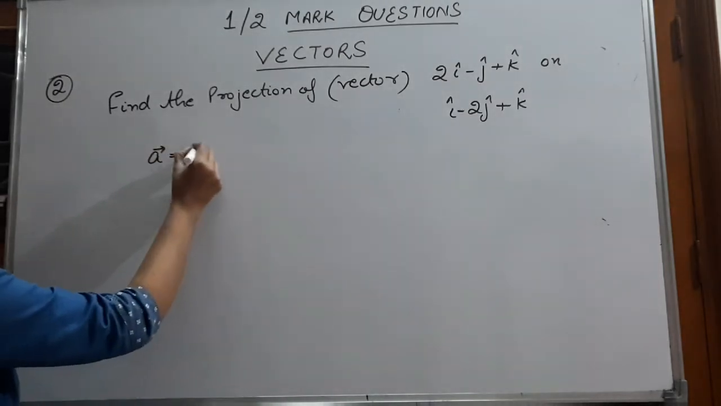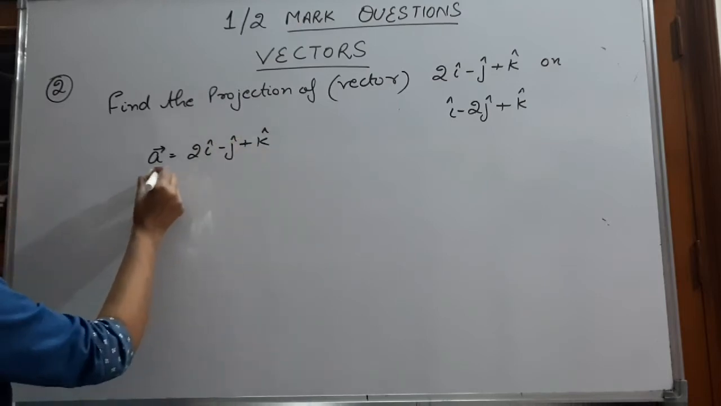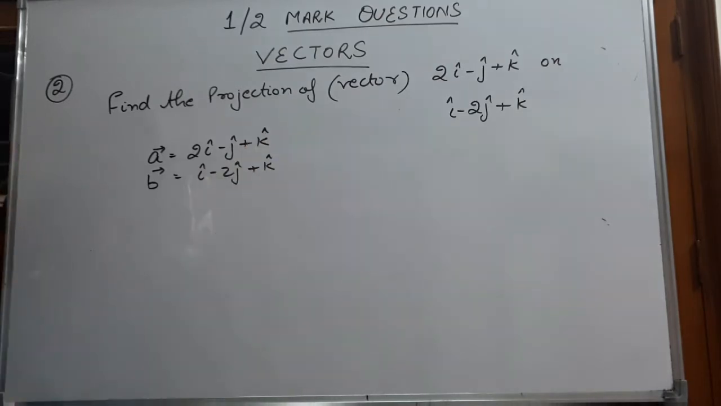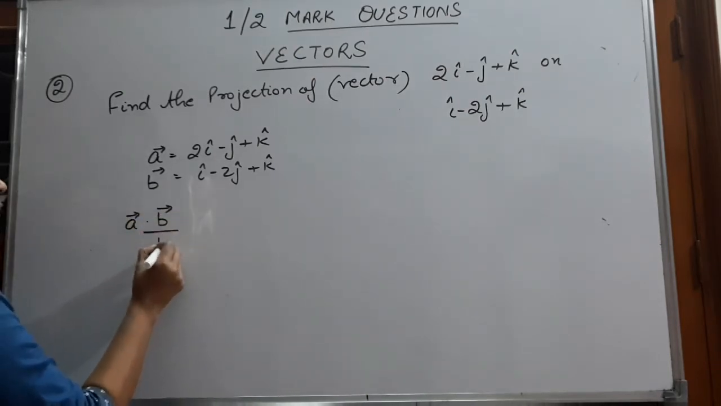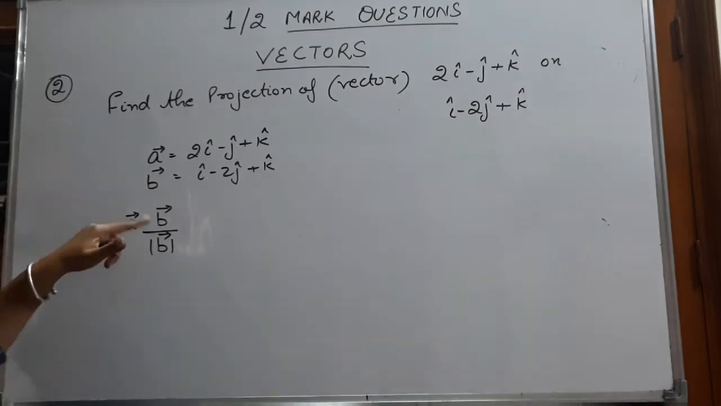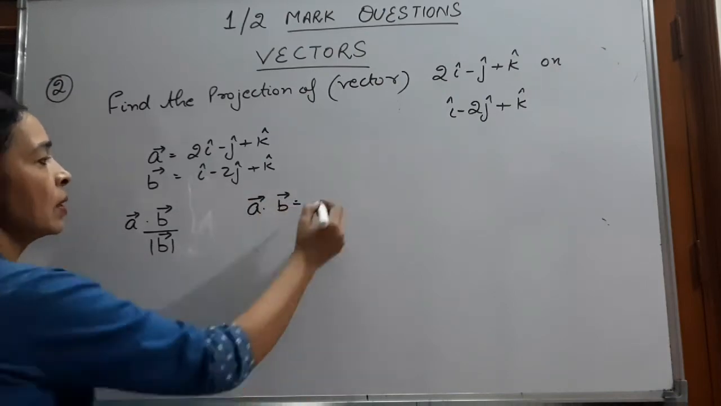Let vector A be 2i minus j plus k and vector B be i minus 2j plus k. We have to find the projection of vector A on vector B. What is the formula? Vector A dot vector B upon magnitude of B. This is the projection of A on B. If you have to find the projection of B on A, what will you do? Vector B dot vector A upon magnitude of A. Now, first we will find vector A dot vector B.